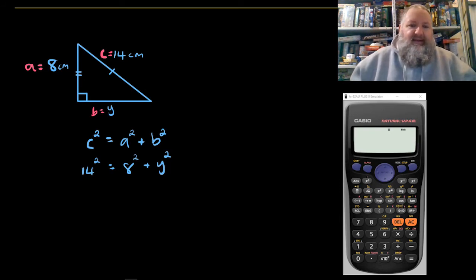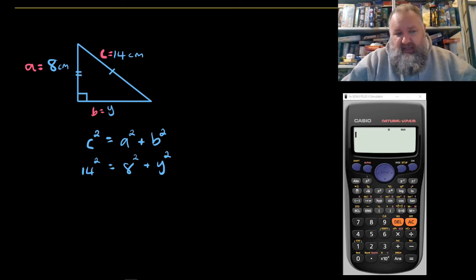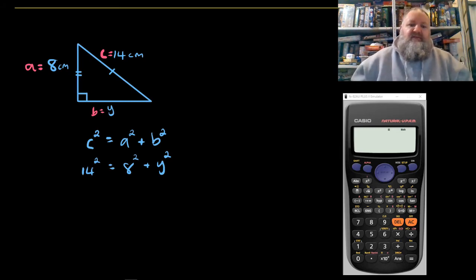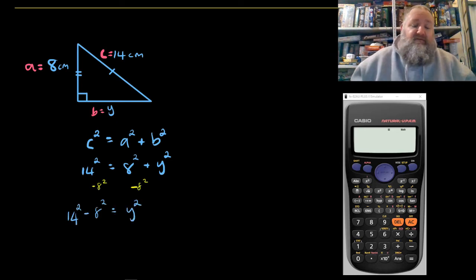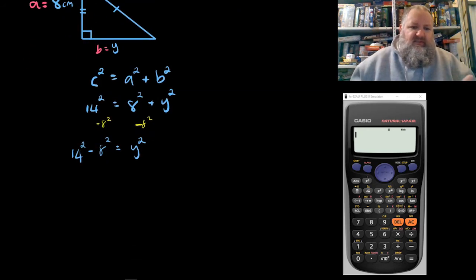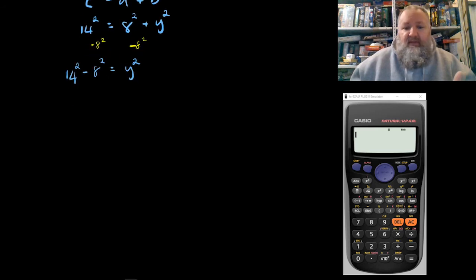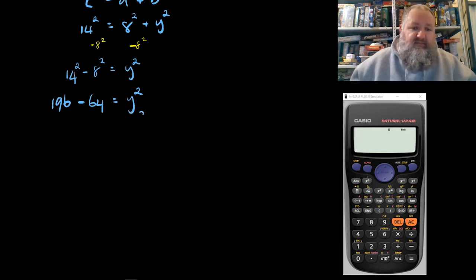I ask myself my normal questions. Is my unknown by itself? Well, it isn't. My unknown has got this 8 squared being added to it. So to remove that, I'm going to take 8 squared from both sides. And I'm going to have 14 squared minus 8 squared is equal to y squared. Well, I can do some of this because now I've just got numbers that I'm dealing with. We can figure out what 14 squared is, and what 8 squared is. I can take them away from each other, and I know that it's 132.